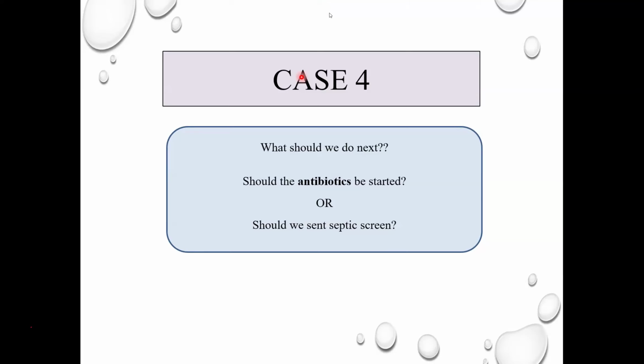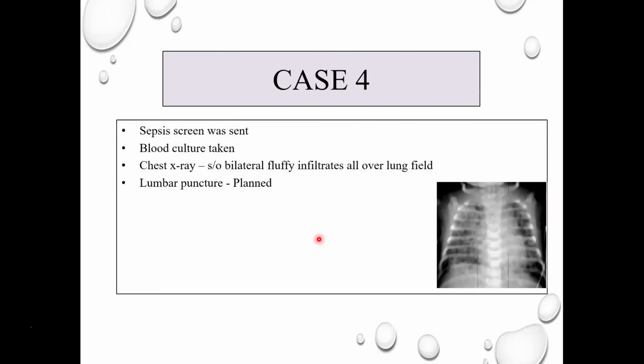Very good. Sahana says send culture, do LP and start antibiotics. Okay, Dr. Aishwarya, send culture and start antibiotics. Good, excellent. Okay, so like pointed out by many of you, this is a late onset sepsis. So we do blood culture and we also do CSF because the chance of meningitis is very high in late onset sepsis, right? Okay. So sepsis screen sent, blood culture taken, LP done.